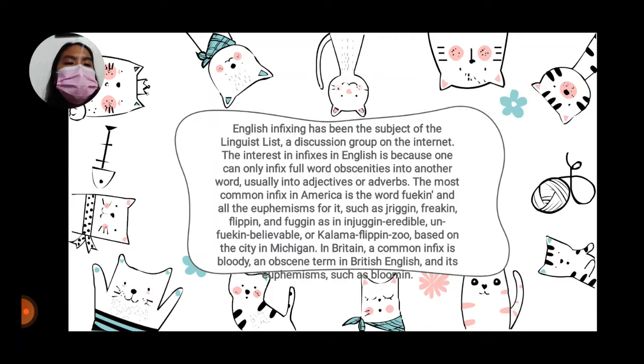Unfriggin-believable, or Kalama-flippin-zoo, based in the city in Michigan. In Britain, a common infix is bloody, an obscene term in British English, and its euphemisms such as blooming.